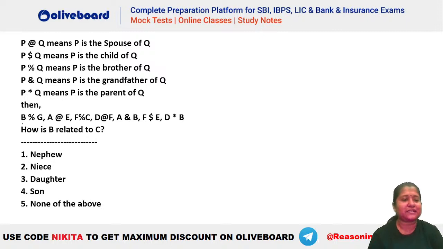जैसे मान लो B percentage G दे रखा है. So what is the meaning of percentage? Brother. So B has to be the brother of G. So B is a male person. He is the brother of G. कुछ इस तरह से है.